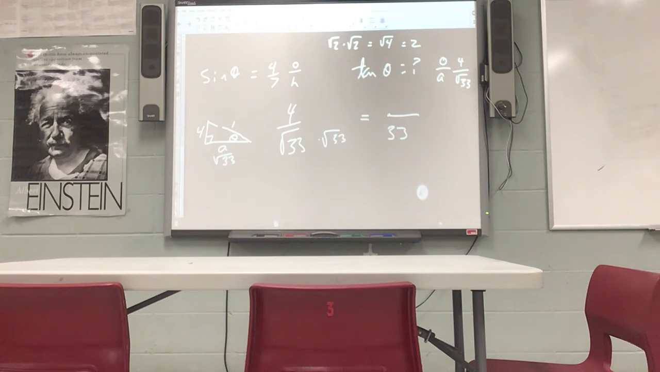But whatever you do on bottom, you have to do on top. So what's 4 times the square root of 33? No idea. But it's just 4 times the square root of 33. That's it. That's not my answer. I shouldn't have circled that big. My final answer is, well, that is my answer. Yes, it is. That's it.